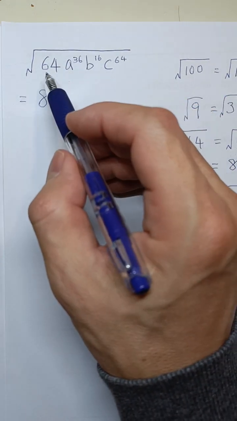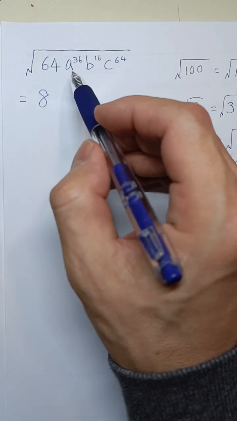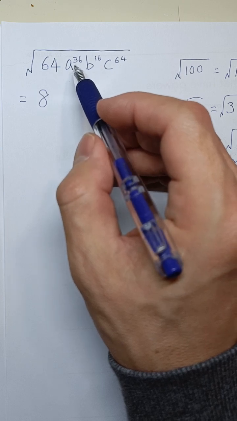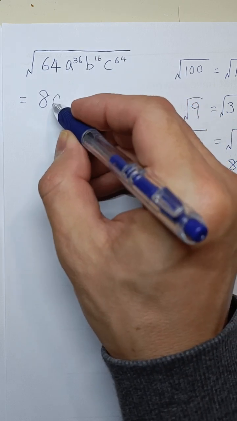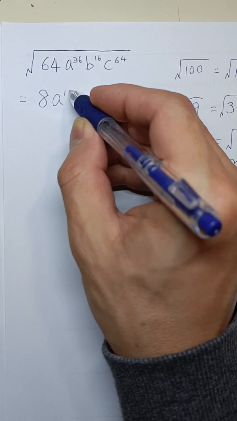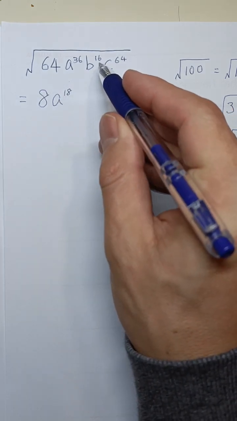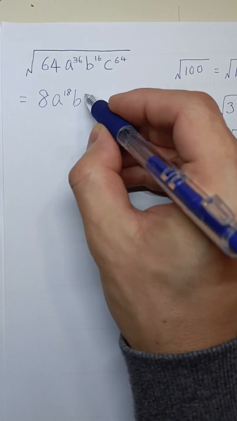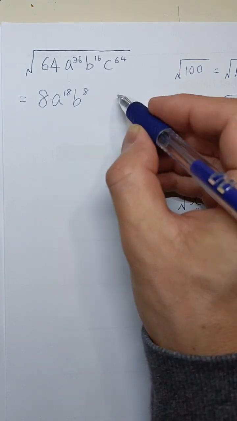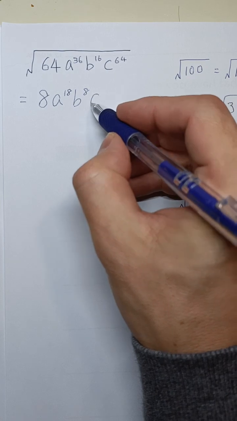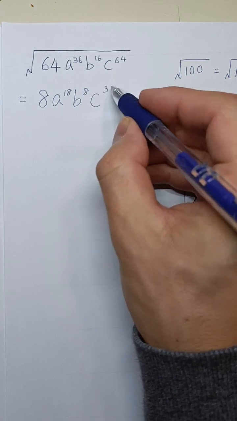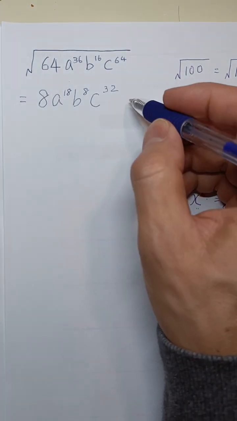So square root 64 was 8. And then what about a to the power of 36? Half of 36 is 18, isn't it? So a to the power of 18. Half of b to the power of 16 is b to the power of 8, isn't it? And then c to the power of 32. This is the answer. Done.